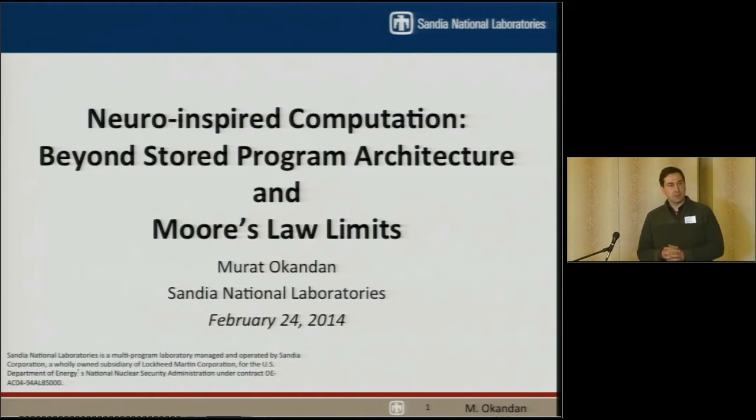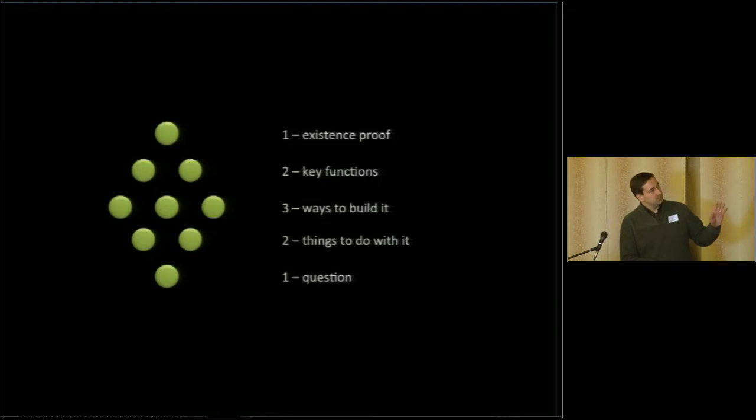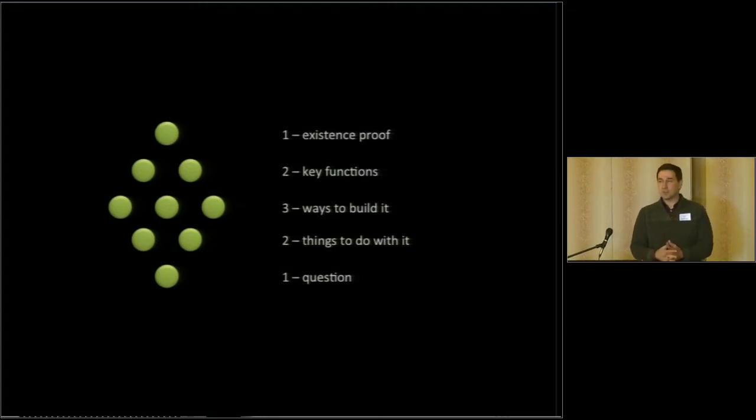Here's actually a map of the strategy and approach. People don't remember facts, people remember pictures. So again, this is as simple as possible, I hope. The way I've tried to structure this is there's actually a numeric order to this. There's an existence proof. There are two key functions, three potential ways to build what we're going to talk about, and two things to do with it once we've built it, and there's one question at the end.